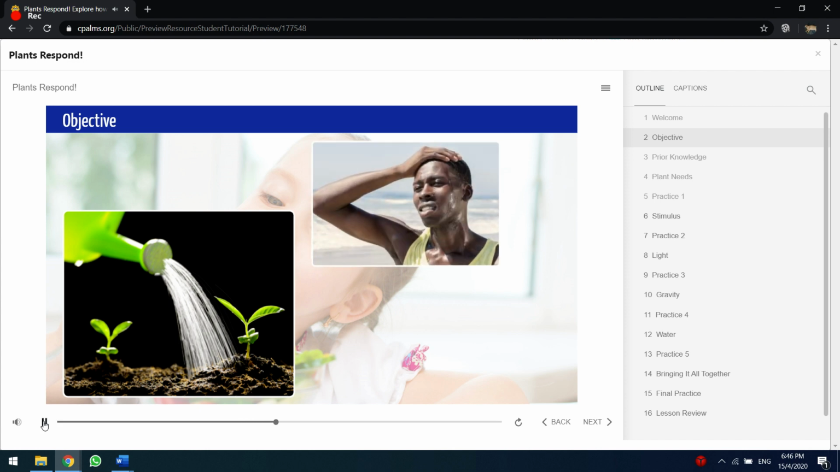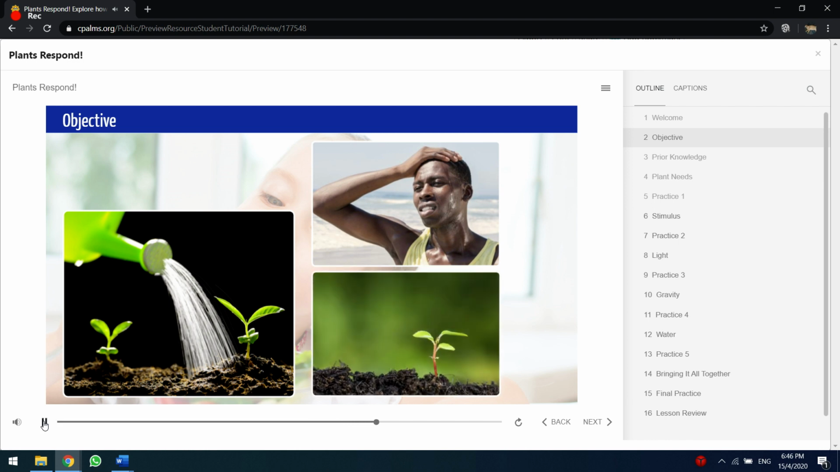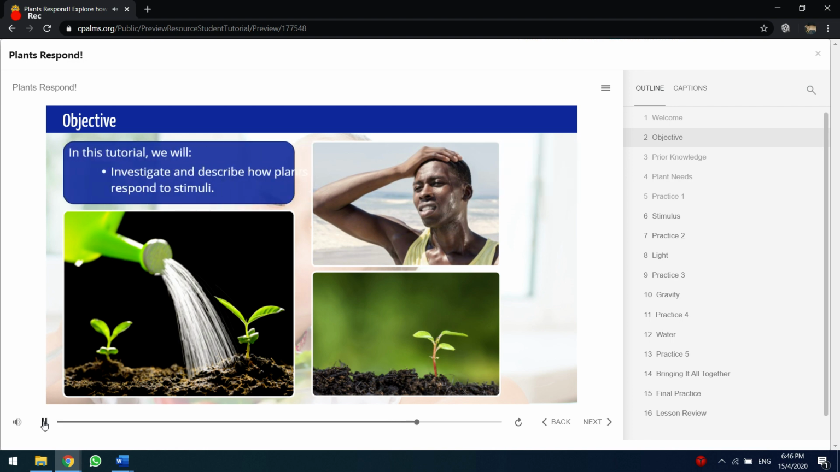In addition, all living things respond to their environments. For example, when you're hot, you sweat. You're responding to the hot environment, and the sweating should help you cool down. Plants also have to respond to their environment. In this tutorial, we'll investigate and describe ways plants respond to things like sunlight, heat, water, and gravity.